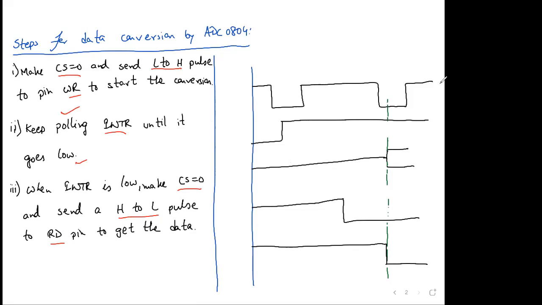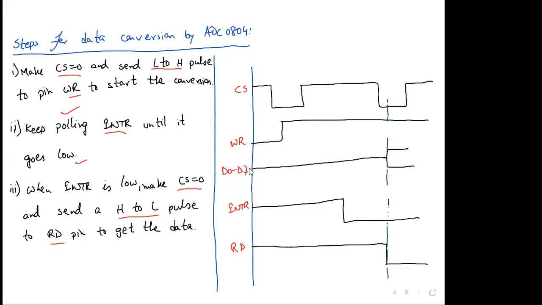CS. Okay, right, this is CS. What is the next one? WR. Right, WR. Okay, forget about the third one. What is the fourth one? Inter. Good. And very obvious, the last one is our RD pin. And this is actually your data pin, D0 to D7.